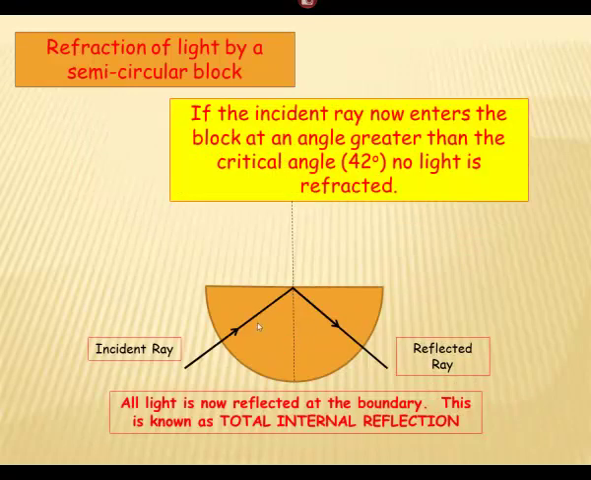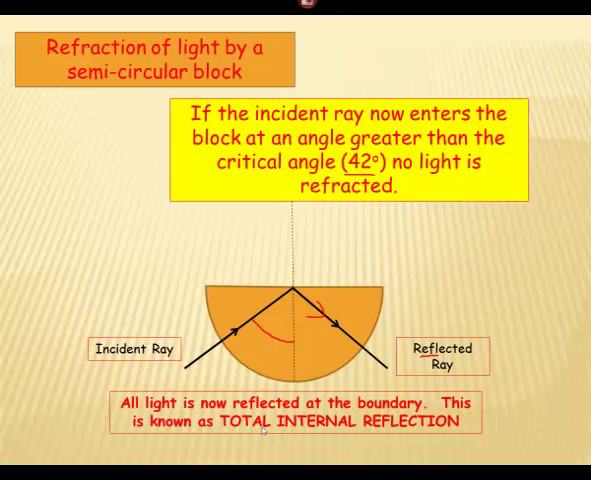Now we increase the angle beyond 42 degrees. The incident ray now enters the block at an angle greater than the critical angle. No light is refracted. Notice there's no light coming through here at all, nothing is being refracted, all light is now being reflected. So here's our reflected ray. All light is now reflected at the boundary. This is known as total internal reflection.